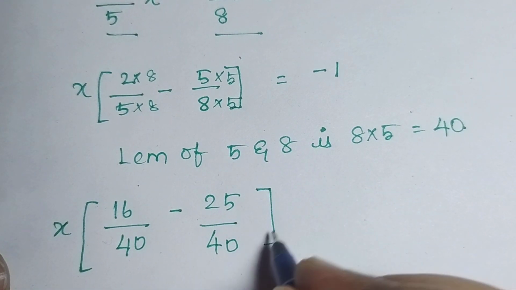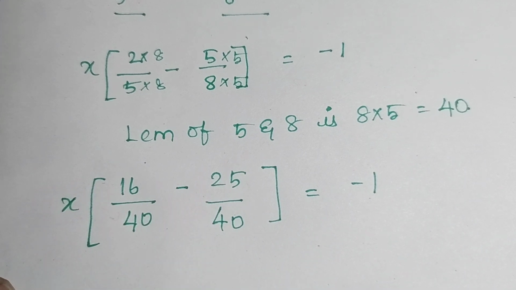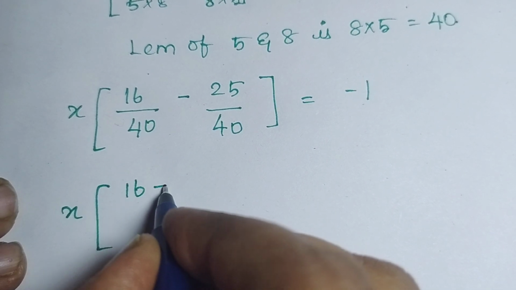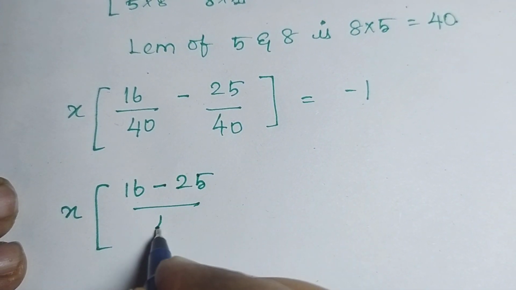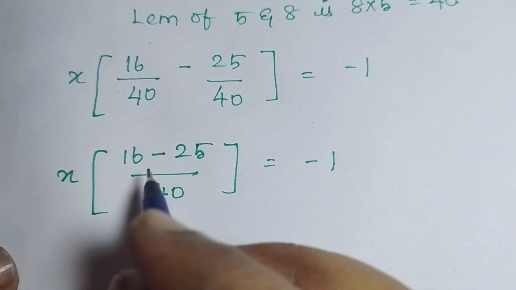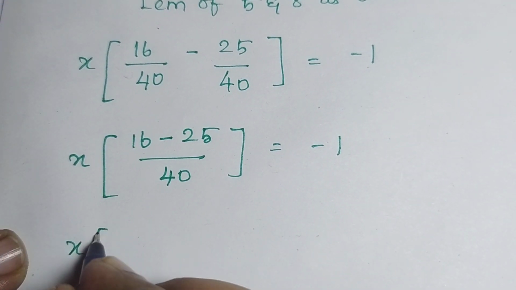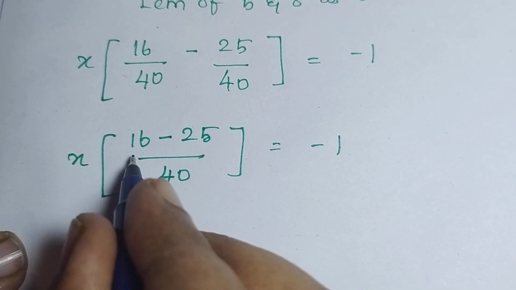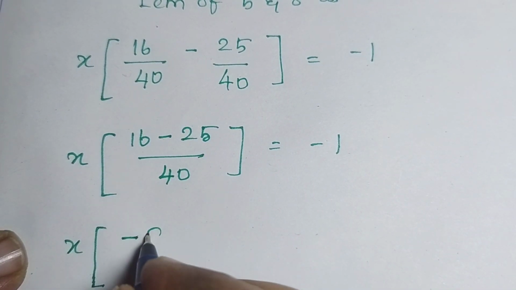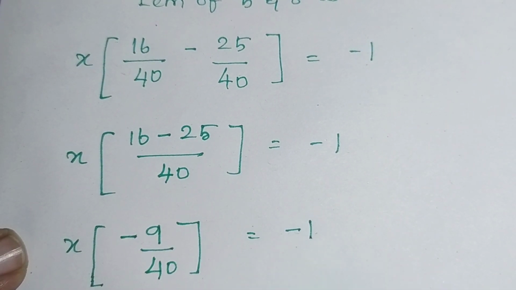Now we get the denominator the same, so we can subtract the numerators. Therefore x is equal to x of 16 minus 25 divided by 40, which is equal to minus 1. So 25 minus 16 is 9. The greater digit has the minus symbol. So minus 9 by 40, which is equal to minus 1.